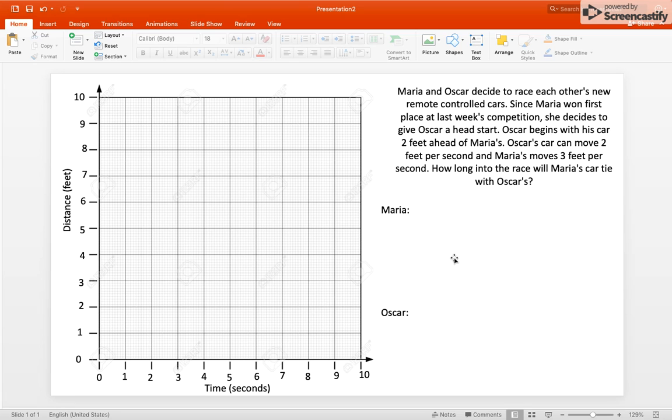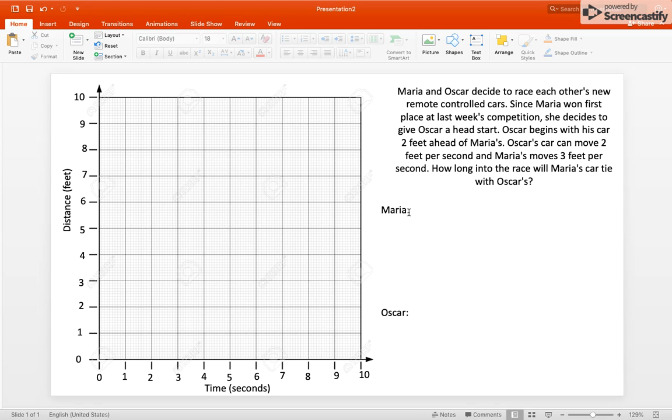Okay, today we're going to be working through the word problem at the top here. Maria and Oscar decide to race each other's new remote-controlled cars. Since Maria won first place at last week's competition, she decides to give Oscar a head start. Oscar begins with his car 2 feet ahead of Maria's. Oscar's car can move 2 feet per second and Maria's moves 3 feet per second. How long into the race will Maria's car tie with Oscar's?